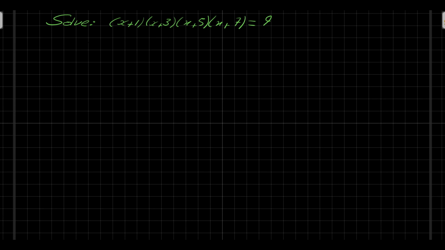We have this question: (x+1)(x+3)(x+5)(x+7) = 9, and let's find the values of x. As we can see here, we have the product of 4 factors. If we expand these 4 factors, we get x to the exponent 4, which is hard to solve. But what we will do here, if we look at these numbers, this is 1 and 3, 5, 7.